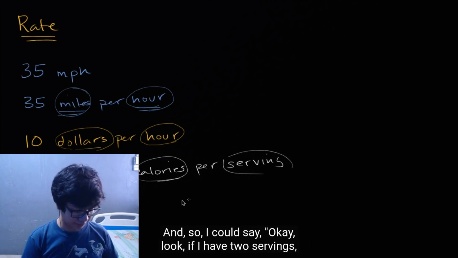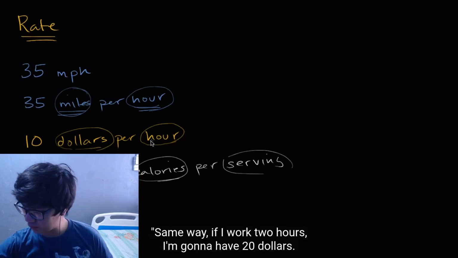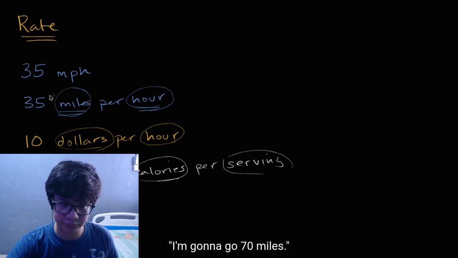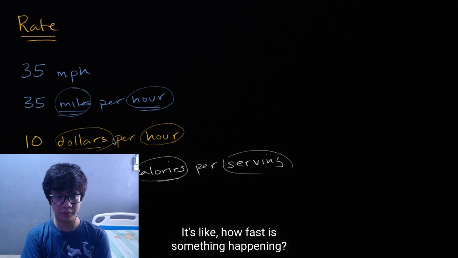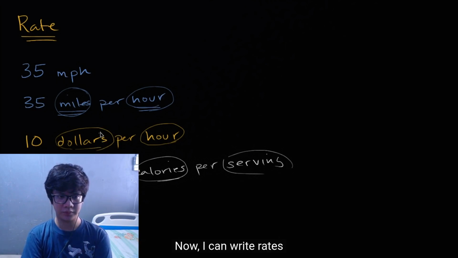And so I could say, okay, if I have 2 servings, then I'm going to have 400 calories. Same way if I work 2 hours, I'm going to have $20. If I go 2 hours, I'm going to go 70 miles. So rates give you a sense of how fast something is happening, or how much of one thing is happening for every time something else happens.